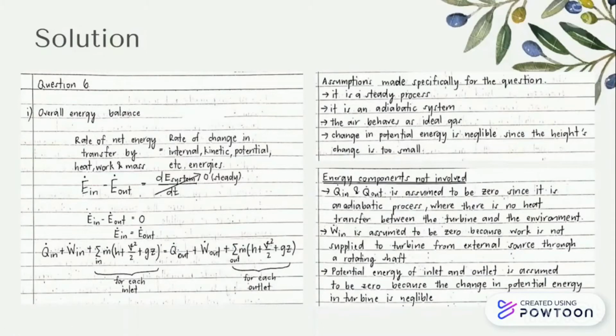As we know that it is a steady process, delta E system over delta t will be cancelled off, and we will get E in minus E out is equal to 0. So this is the equation that we will get. Since it is an adiabatic system, Q in and Q out will be cancelled off, as well as W in, as there is no work supplied from an external source. And lastly, the change in potential energy is negligible, and we will just assume it to be 0.